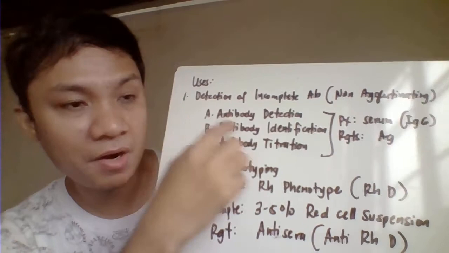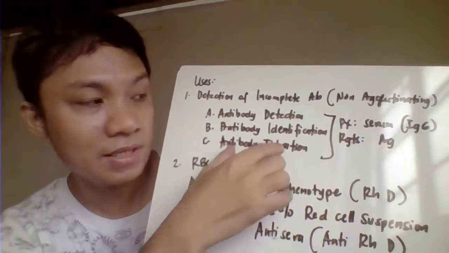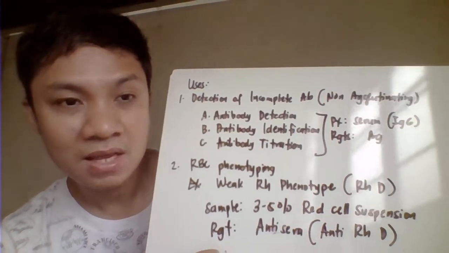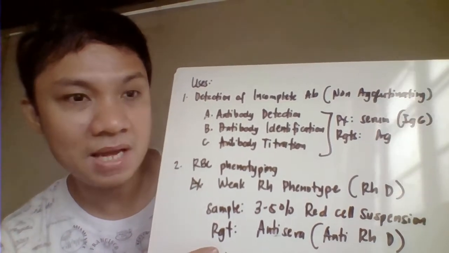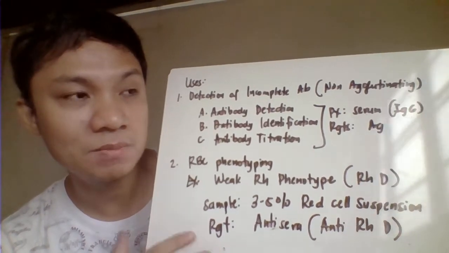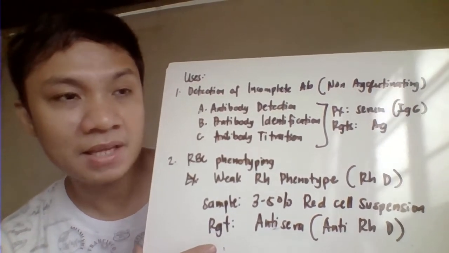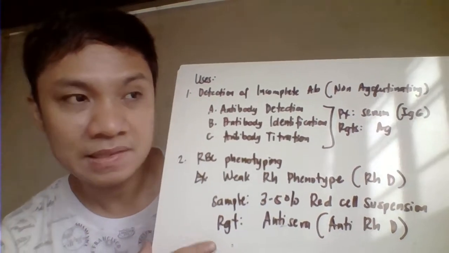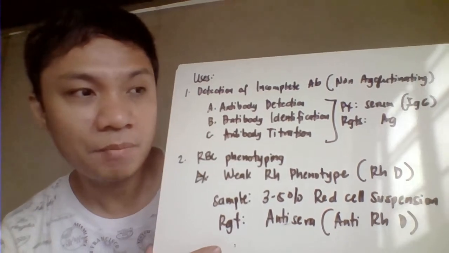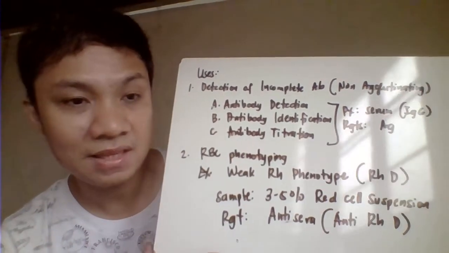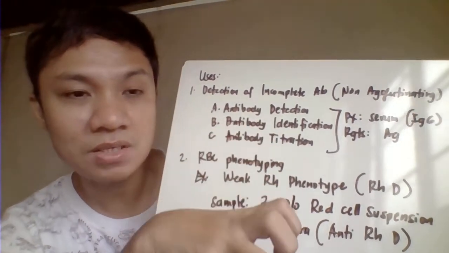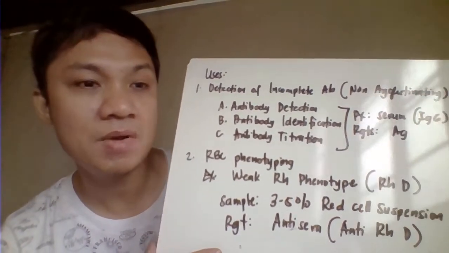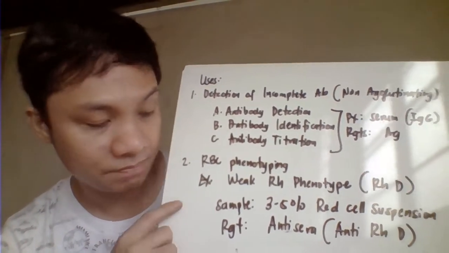So if you are performing this, since you are detecting for antibody, your sample should be the patient's serum, and you are detecting for incomplete antibodies or blood group antibodies, which are in the form of IgG antibodies. Since you're detecting for blood group antibodies, your reagent should be your antigen. After that, mix it, incubate, that would enhance the sensitization, and then add in the anti-human globulin to visualize the reactions.